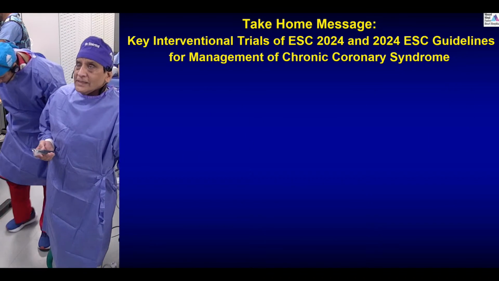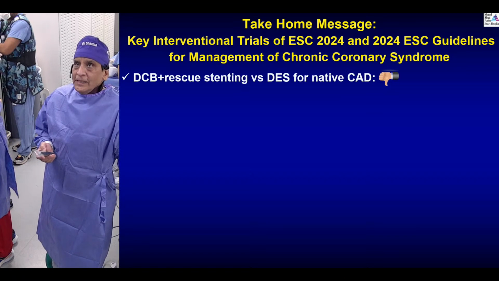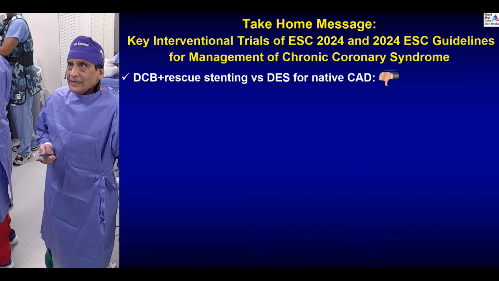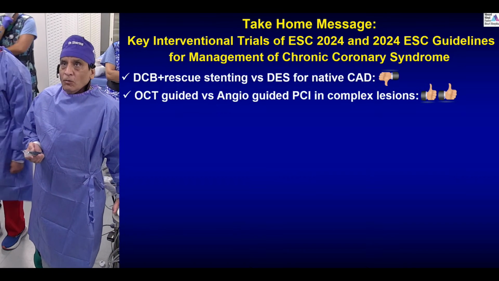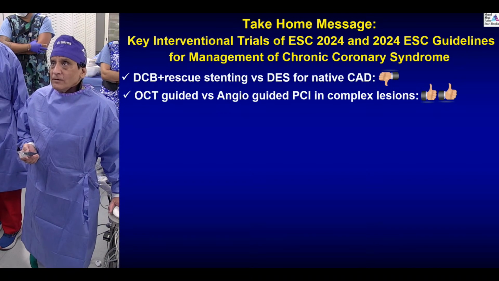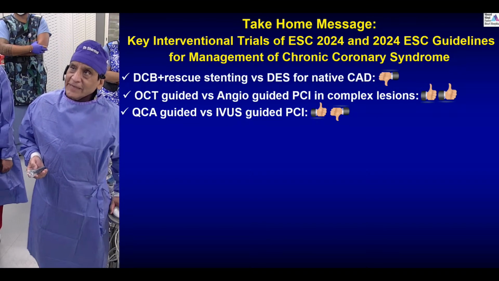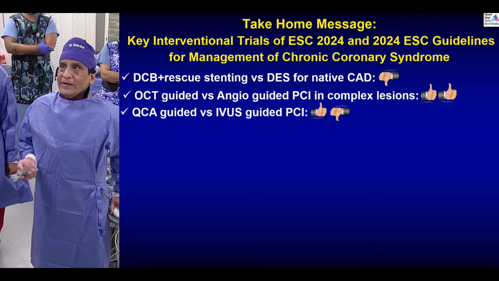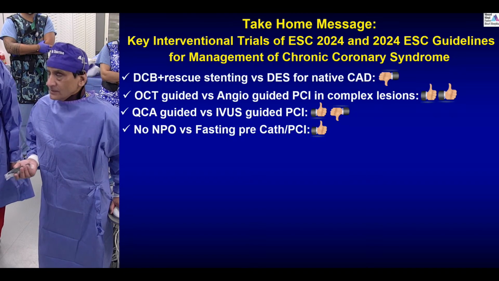They have made it. So let's just complete our presentation quickly. The European Society: drug-coated balloon plus rescue stenting versus DES for native CAD, thumbs down. OCT-guided versus angio-guided PCI in complex lesions, 2 thumbs up. QCA-guided versus IVUS-guided PCI, no difference because of low event rate. It doesn't matter, why not do any additional imaging, because IVUS will tell you many other good things.